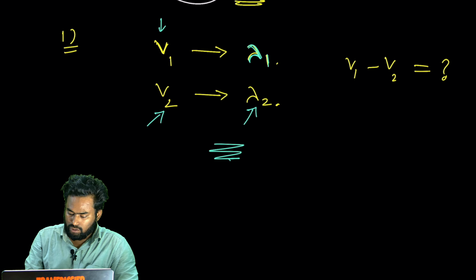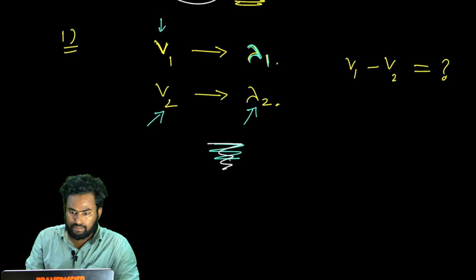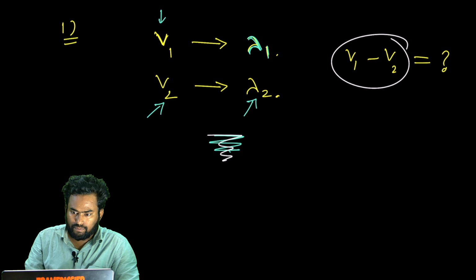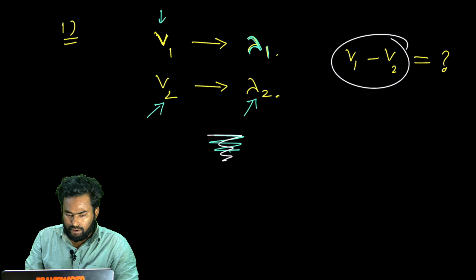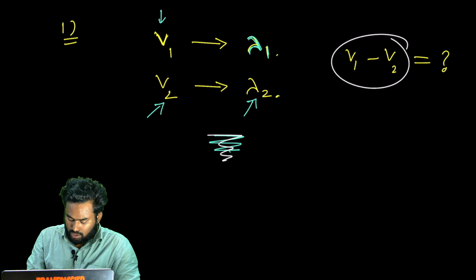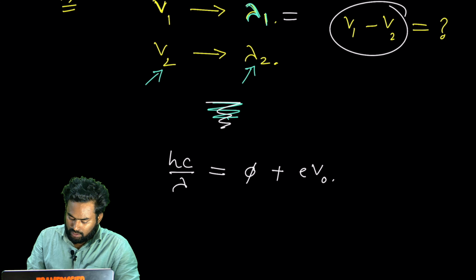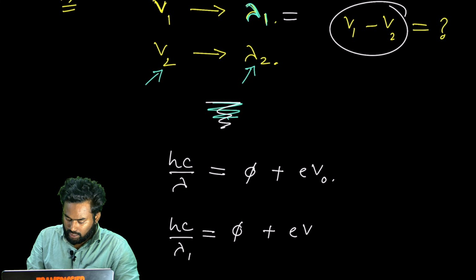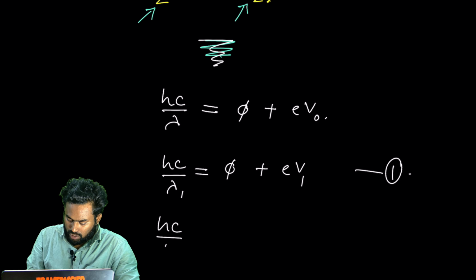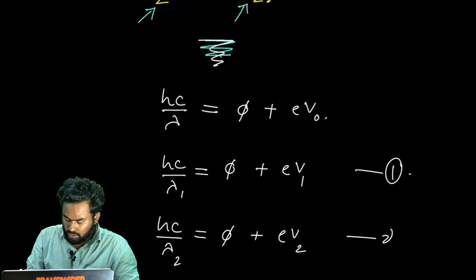Okay, so they're asking V1 minus V2. Question is clear. Okay, let's see. The photoelectric equation is hc by lambda equals phi plus eV naught. So when we are using lambda 1, you will get hc by lambda 1 equals phi plus eV1, equation number 1. When we are using lambda 2, we will get hc by lambda 2 equals phi plus eV2.